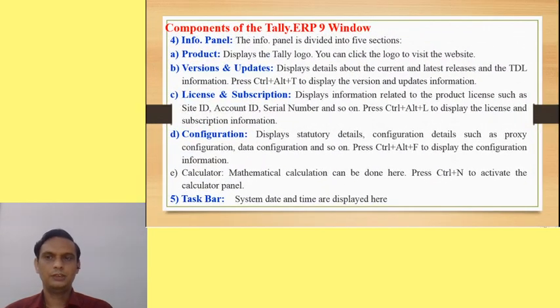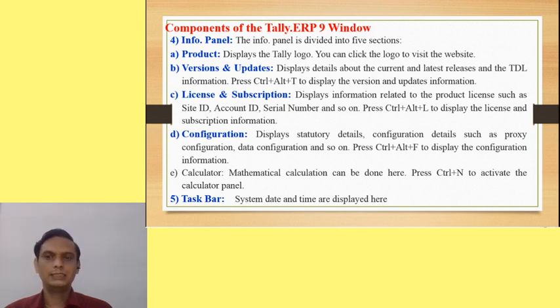The next component is the info panel. The info panel is divided into different sections. Number one, product, where the Tally logo will appear. Next one, version and update. It provides which version we use and whether updates are available on the internet. To display the version, we should press the Ctrl plus Alt plus T combination to display the version and updates.